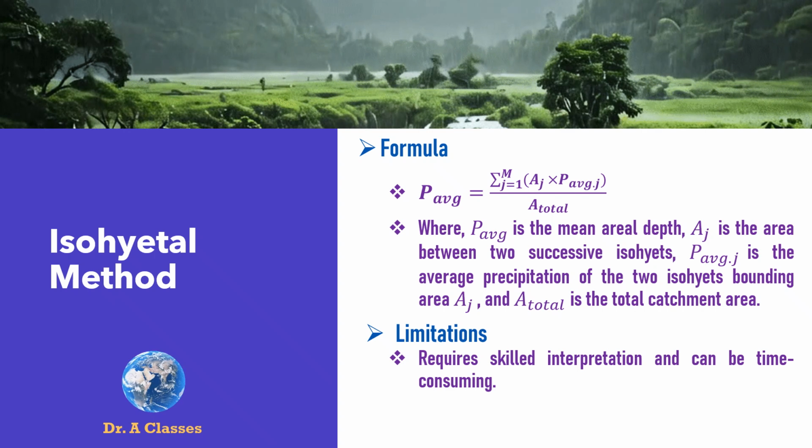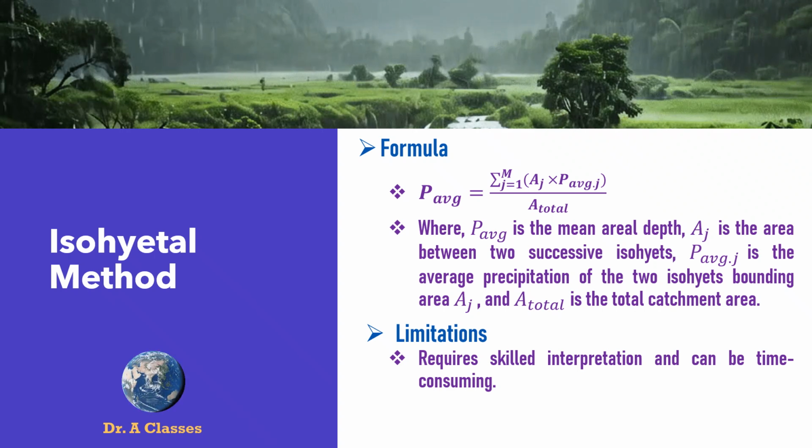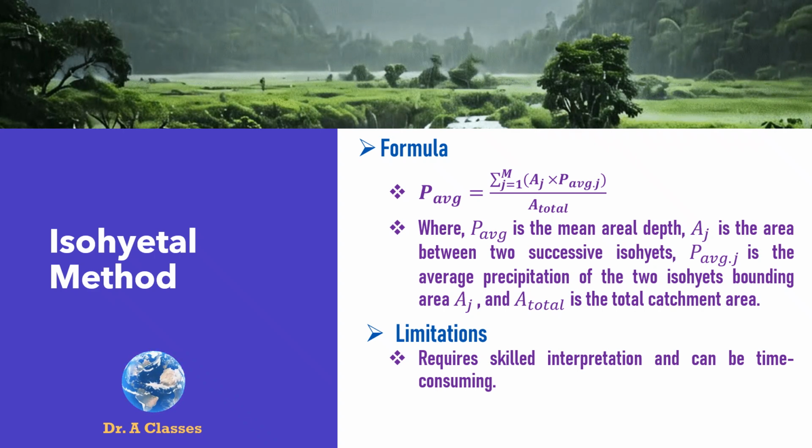The average precipitation for each strip between two isohyets is taken as the arithmetic mean of their values. This average is then multiplied by the area of that strip. The sum of these products divided by the total catchment area gives the mean areal depth of precipitation.